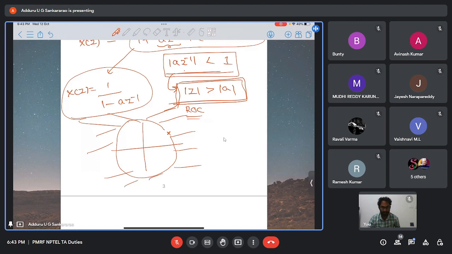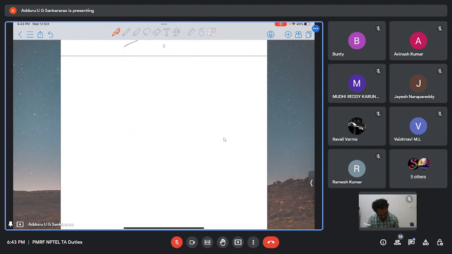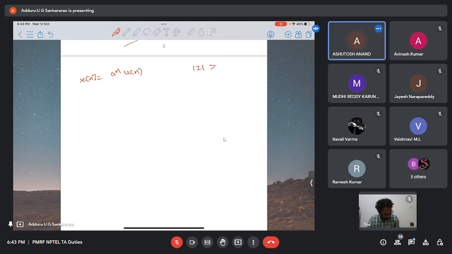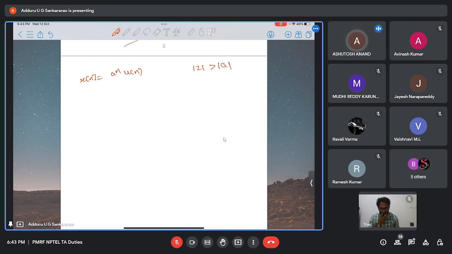So for a right sided signal, if we have x of n equal to a power n u of n, then it is a right sided signal. Its ROC is mod z greater than mod a, and its z transform is 1 by 1 minus a z inverse. So this we can also write as z by z minus a.